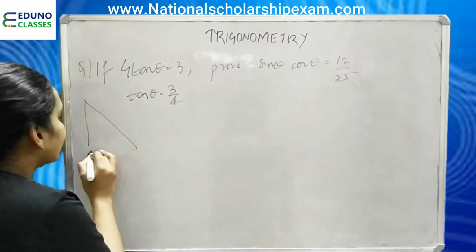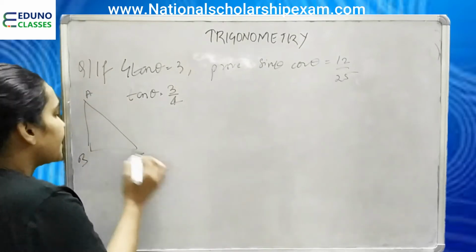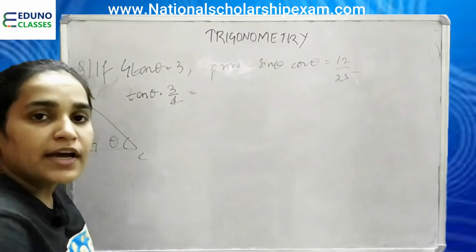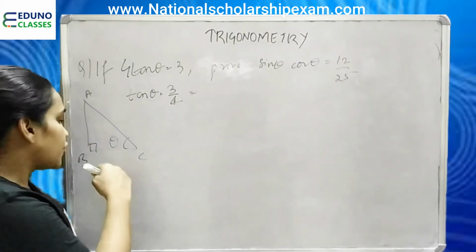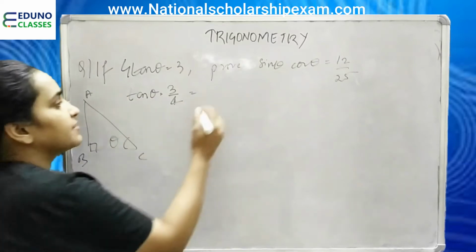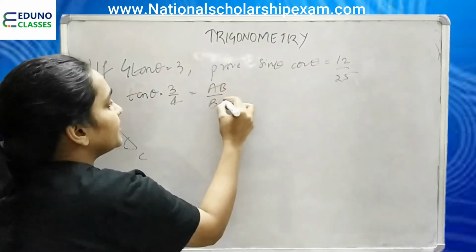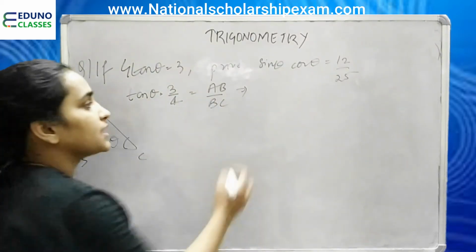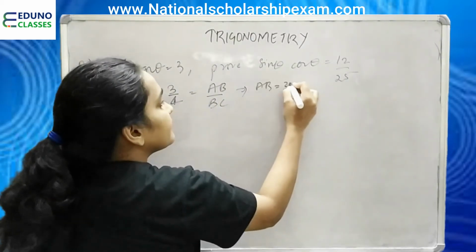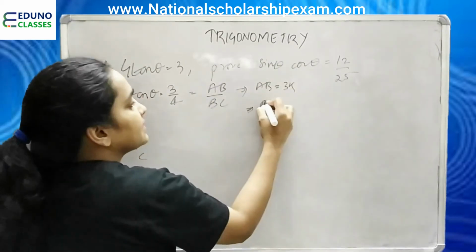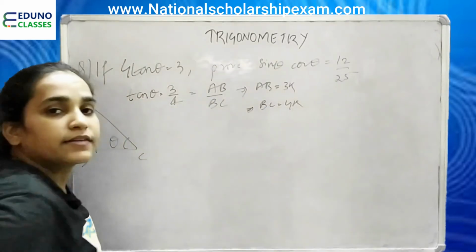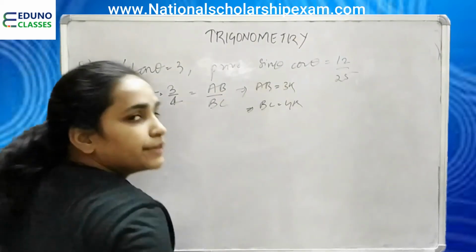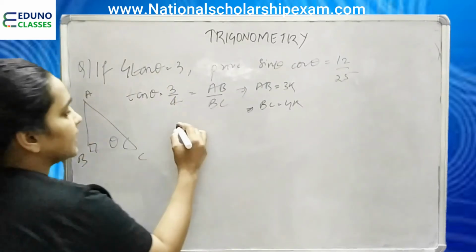Let us make a triangle, specify all points, specify all angles, and this time I have taken this angle. Tan theta we know is opposite upon base. Opposite to it is AB and base is BC. So AB upon BC, and we know the real value of AB will be some multiple of 3, that is 3k, and then BC will be some multiple of 4k.